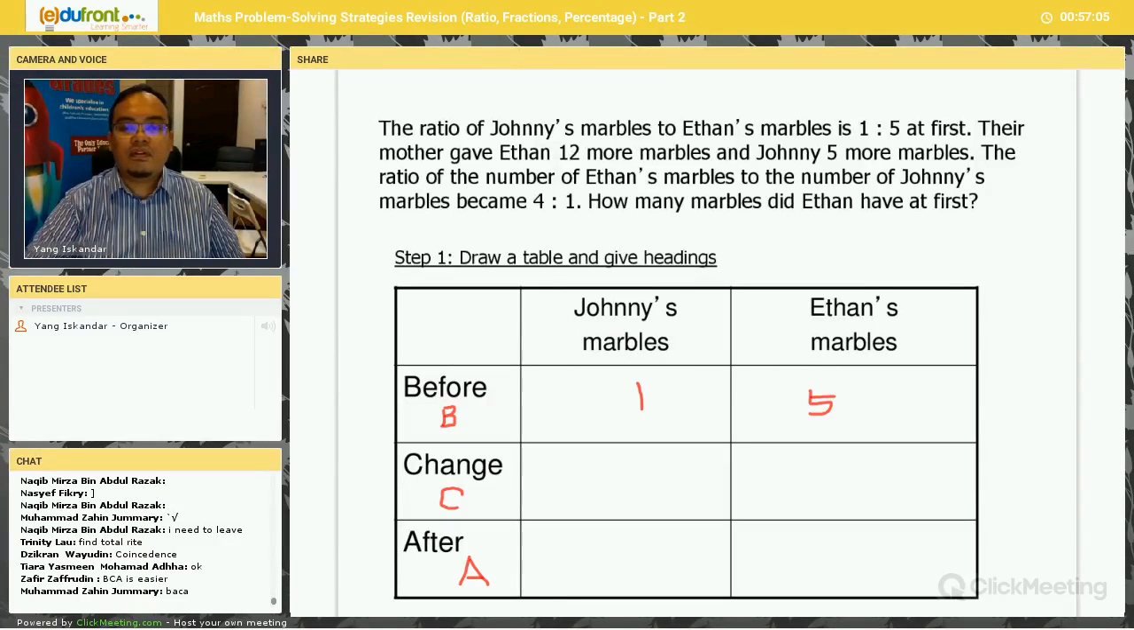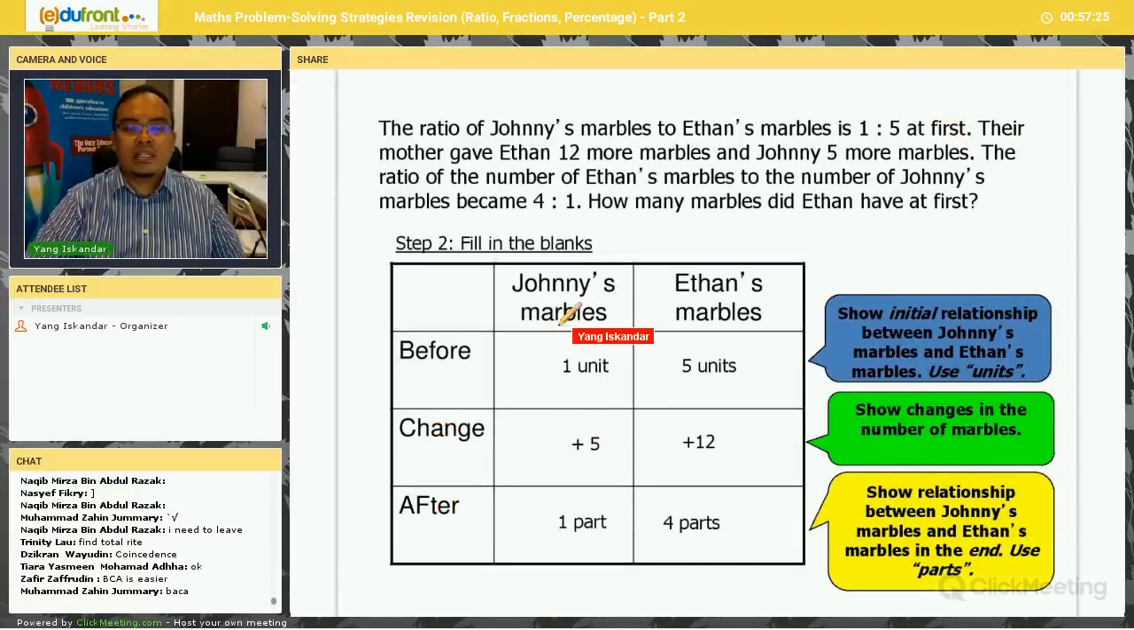So their mother gave Ethan 12 more. So Ethan plus 12, right? And Johnny plus 5. So what happens in the end? Okay, in the end, it is 4 parts here and 1 part here.